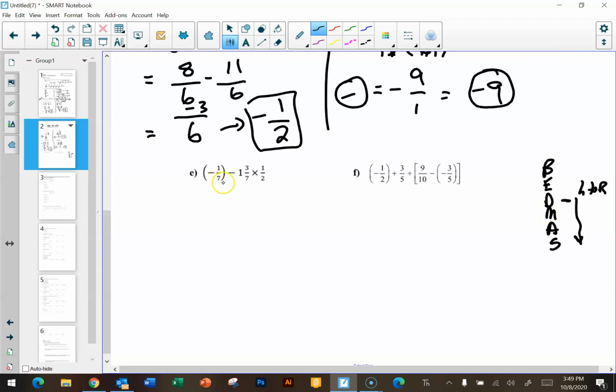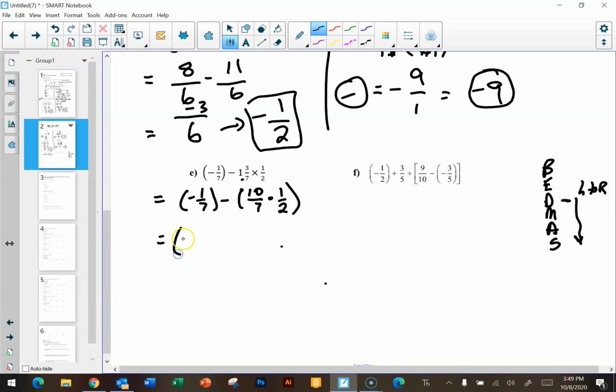What have we got first? We've got subtraction. Then we've got multiplication. So we've got to do that first. So let's just rewrite the first part of the question. Negative 1/7. And then minus. And now we've got to do this first, right? So minus. I'm just going to put brackets to make it a little easier. And plus I've got to convert this, right? So 1 times 7 plus 3, that's 10 over 7, times 1 over 2.